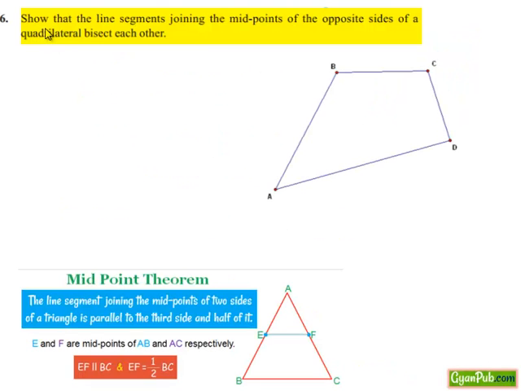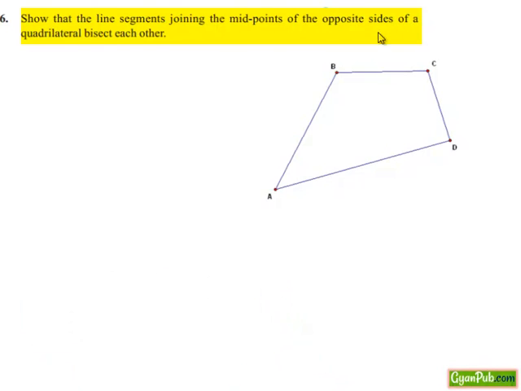Moving on to 6th question. Show that line segments joining midpoints of opposite sides of a quadrilateral bisect each other. Now moving on to solution.